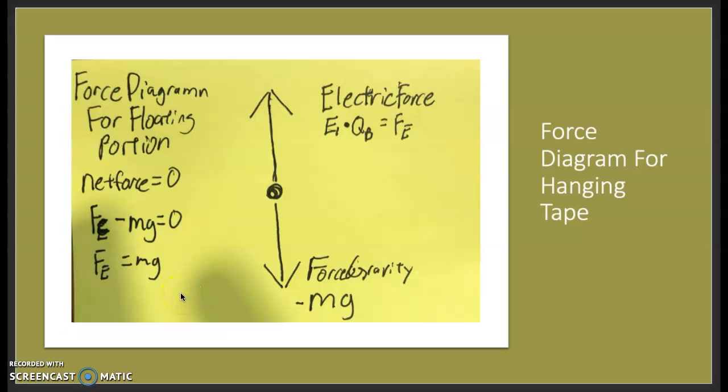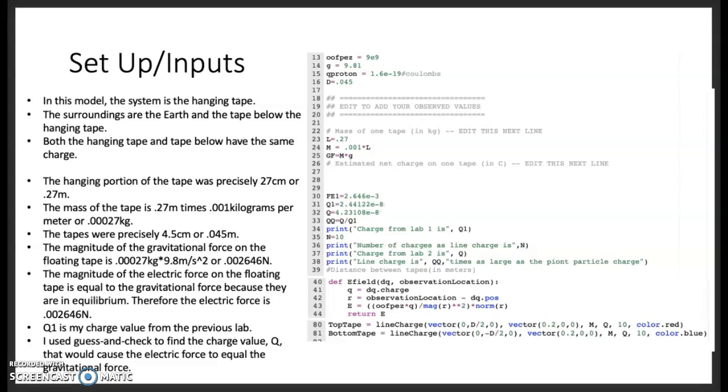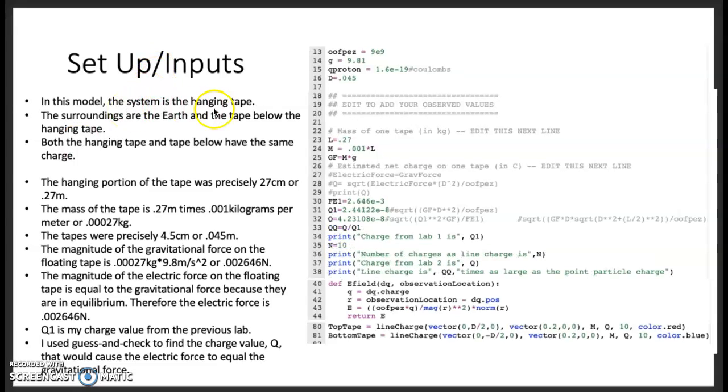This is the net force diagram for the experiment. As you can see, the electric force is equal and opposite to the force of gravity. In this model, the system is the hanging tape, the surroundings are the earth and the tape below the hanging tape, and both the hanging tape and the tape below have the same charge for reasons we will get into later.